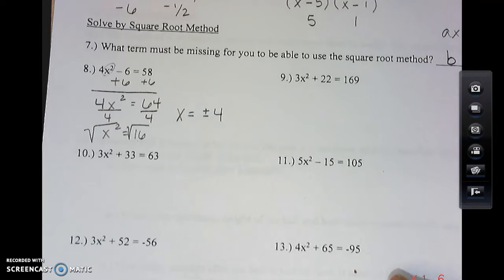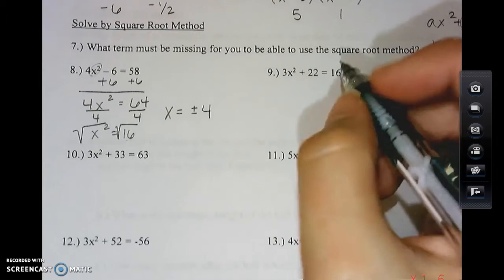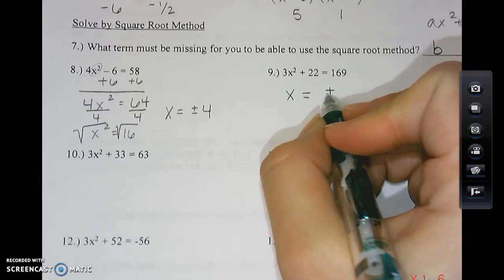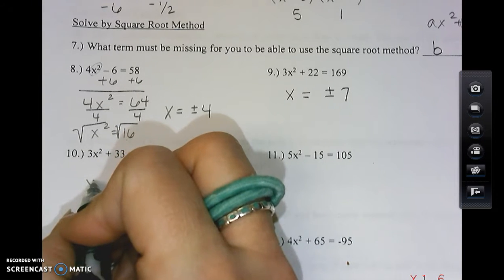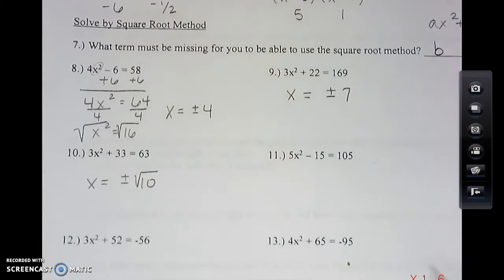Okay, again, I want you to pause the video, see if you can do 9, 10, and 11, and then replay the video, and see if you got those correct. Okay, you should have done those. So the answer to number 9 is x equals plus or minus 7. Number 10 is x equals plus or minus the square root of 10.